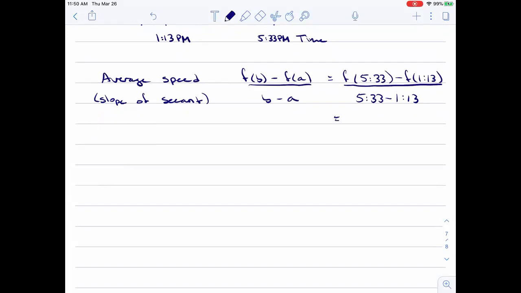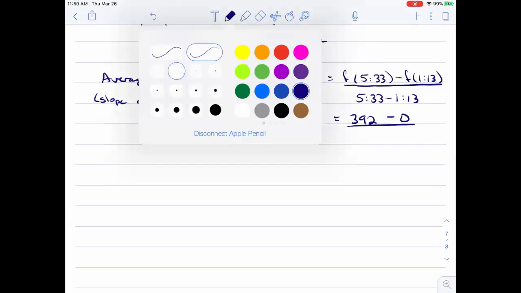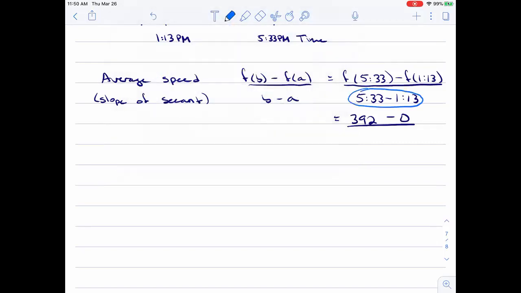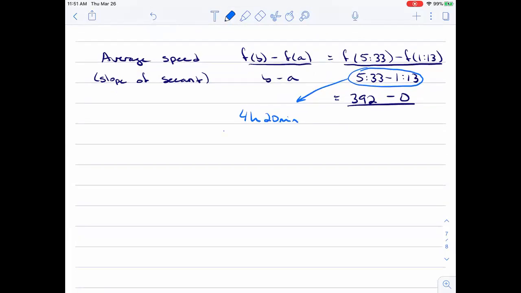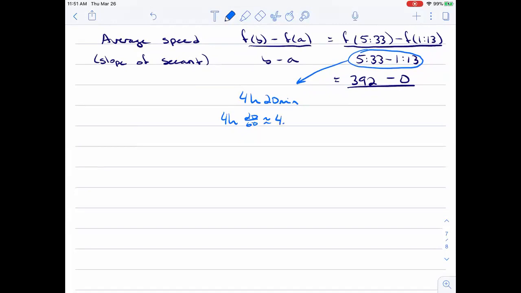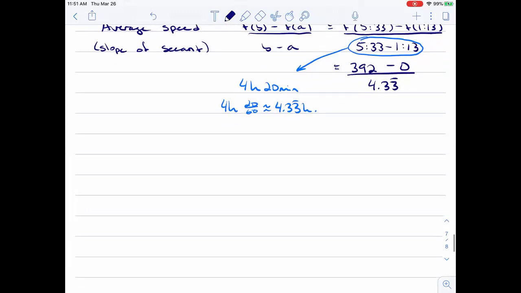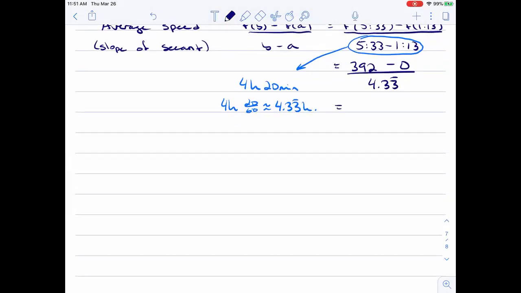Well, at 5:33, we'll have traveled a distance of 392, starting from 0. And one thing to keep in mind is that 5:33 minus 1:13 is 4 hours and 20 minutes, which is 4 hours and 20 over 60, so roughly 4.33 repeating hours. So we can divide by 4.33 repeating, and we get 90.5 kilometers per hour. That's our average speed.